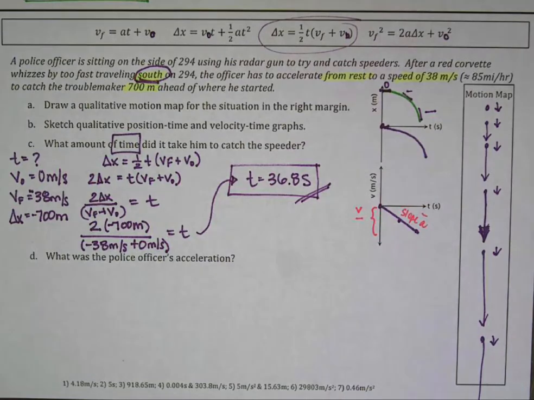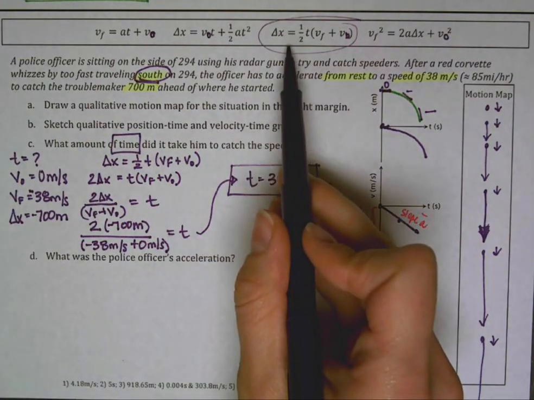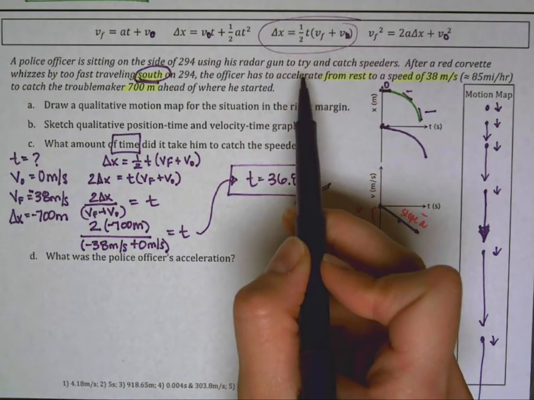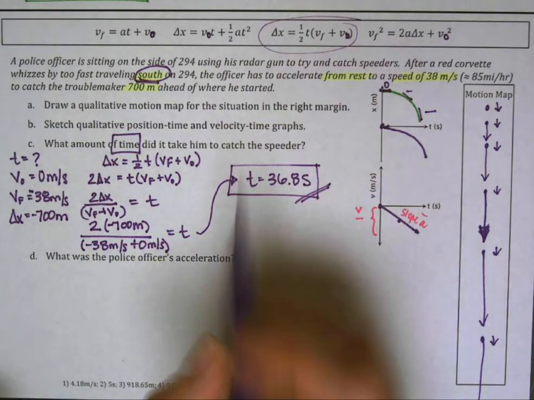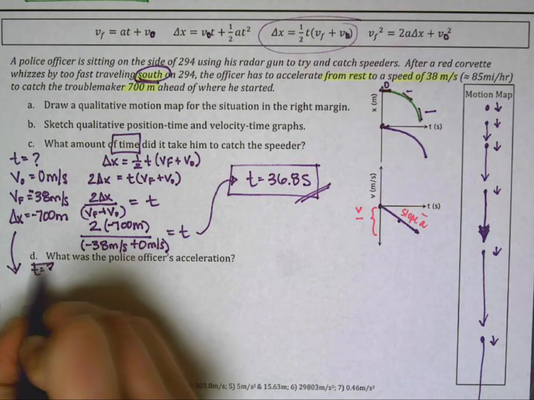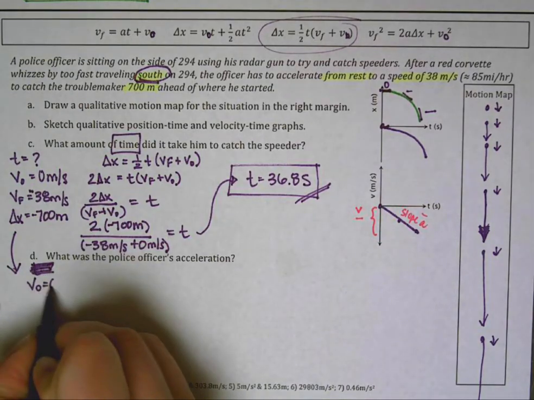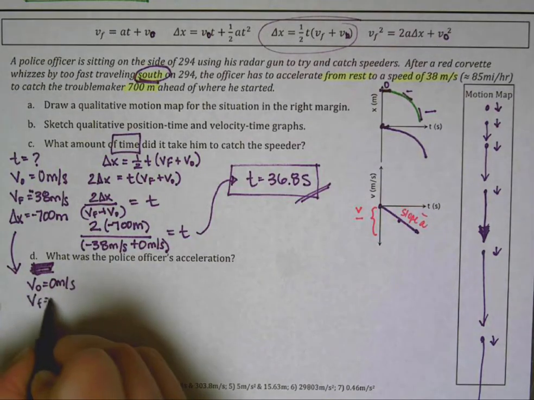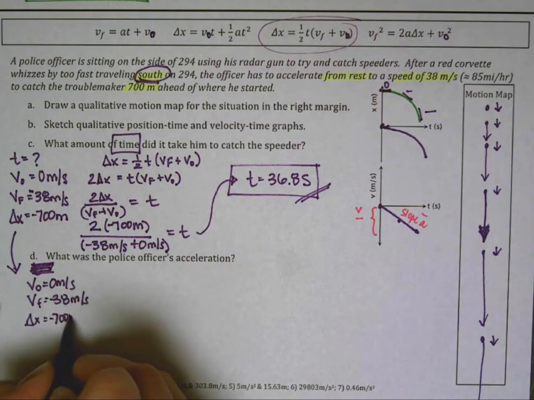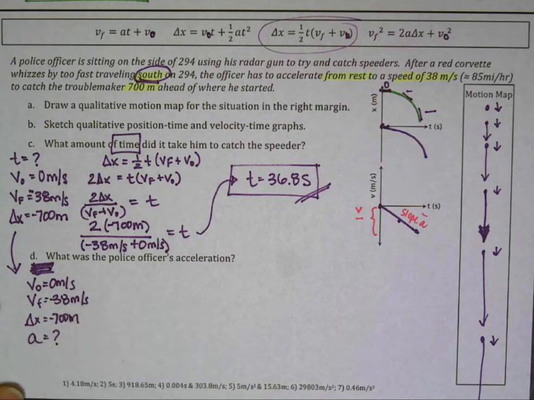That works for that one. We're not done yet. The next question is asking, what was the police officer's acceleration? So the thing that we didn't have, which caused us to use this equation here, it's now asking for. This equation does not have acceleration, so we can't use that one to solve for this. But let's fill out again what we know and repeat what we have as our givens. V naught equals 0, Vf equals negative 38 meters per second, displacement equals negative 700 meters, and now we are looking for acceleration.